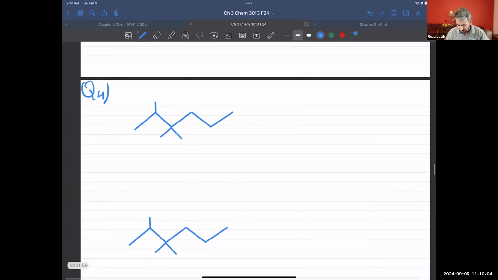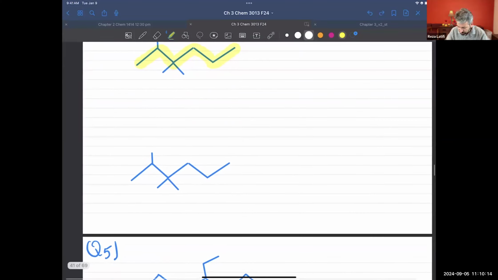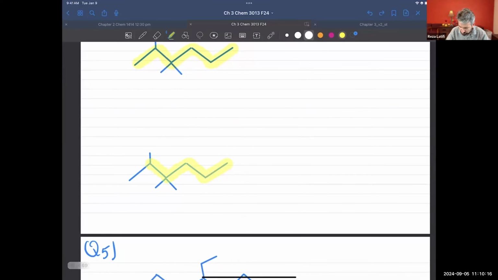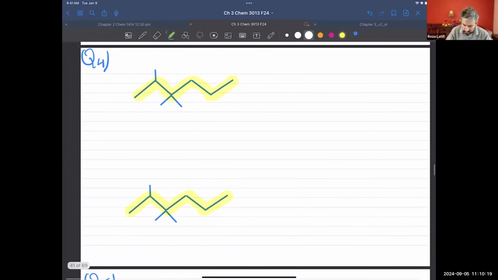Okay, another one. Again, let's try to highlight the longest chain. This is our longest chain. I can start labeling it from here: 1, 2, 3, 4, 5, 6. So I have 6 carbons, so the parent will be hexane. That's going to be the parent because I have 6 of them. Or I can start labeling from here. Again, I have 6 carbons.